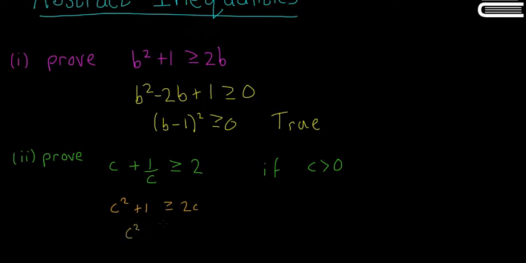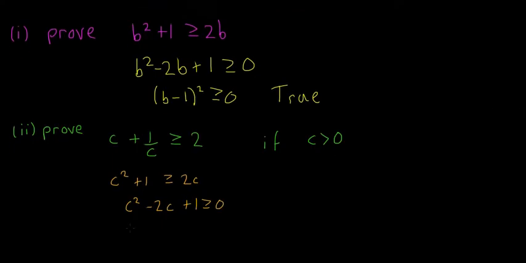So now I'm going to move this over to this side again. c squared minus 2c plus 1 is greater than or equal to 0. And again, we're going to try and perfect this square. And it's going to give us (c minus 1) squared greater than or equal to 0. So hopefully you guys got that one as well. Don't forget to pause the video. And that one is always true again because it's a square, so it's non-negative.